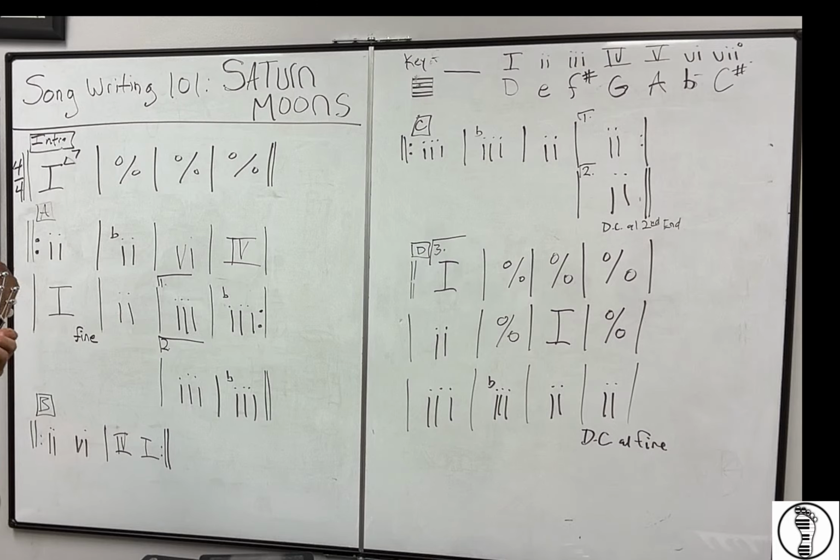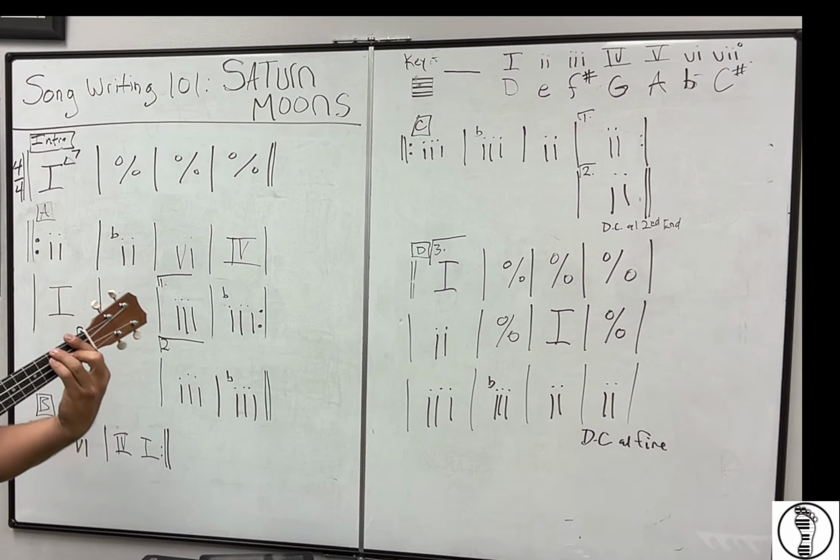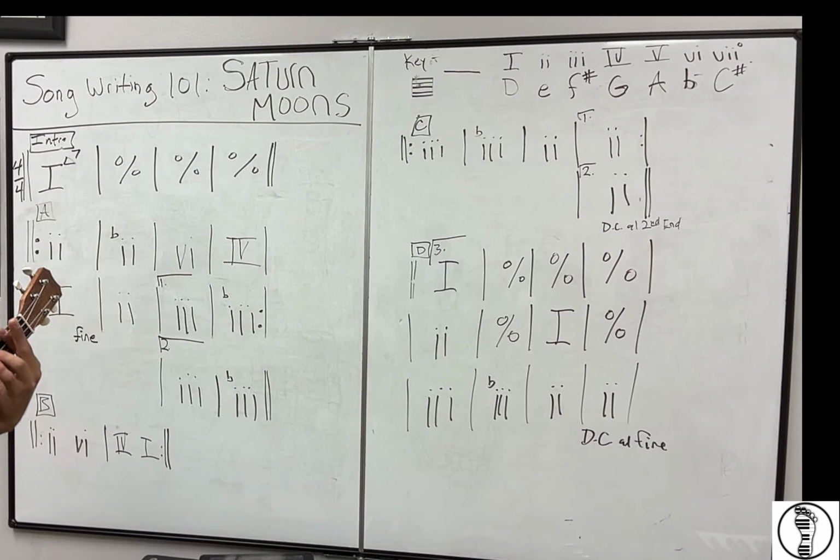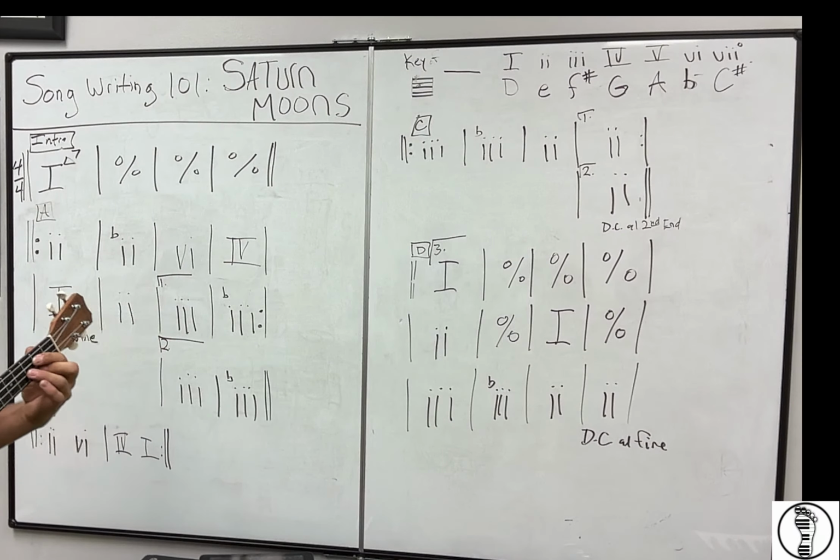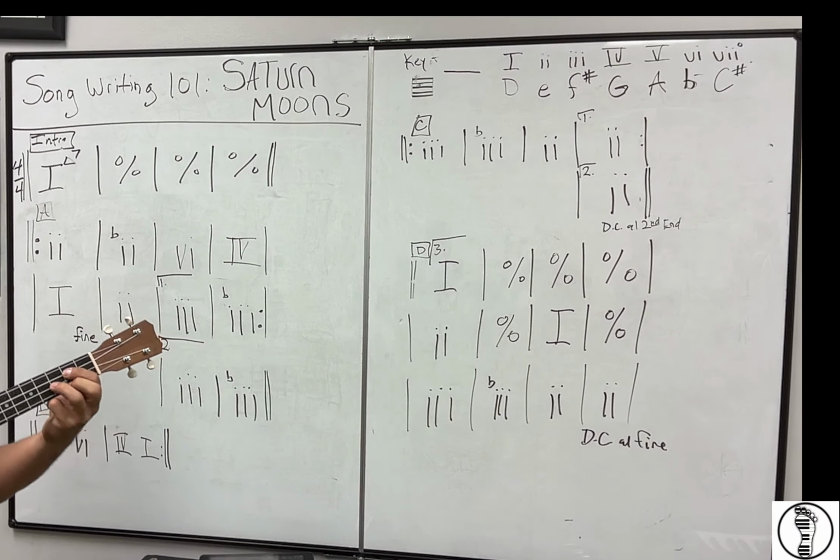The 2. The 3. The flat 3. Back up to the E minor. E flat minor. B minor. To the G. Resolving to the 1.